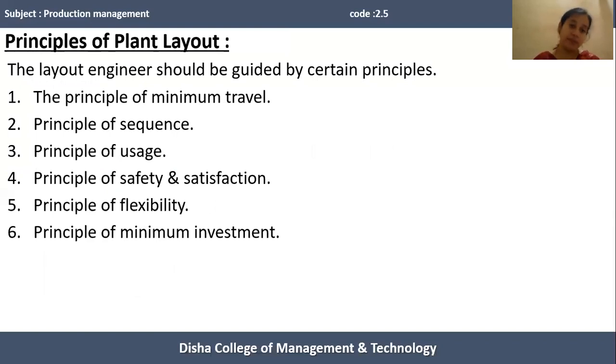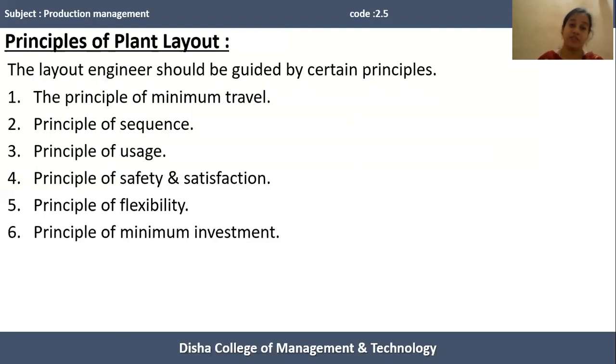First, the principle of minimum travel. He has to identify the route through which men and machines can travel in less time, means the route through which minimum travel can be done. The materials can be moved from the storage unit to the production unit with less traveling. With minimum traveling, men and materials can be moved within a factory, and everything should be moved over a shorter distance only.